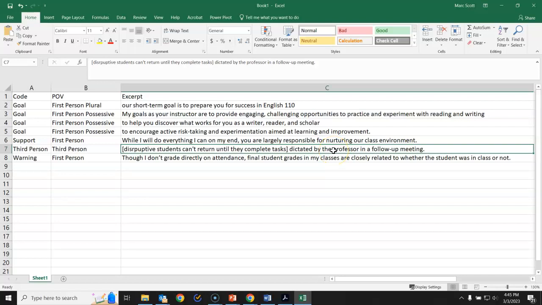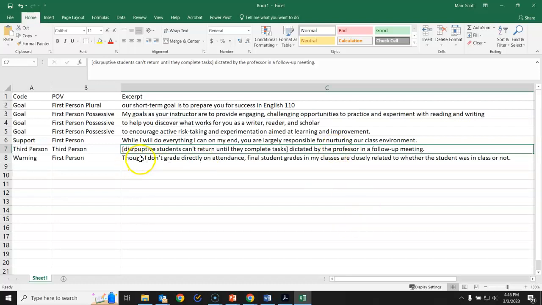And I am guilty of this myself in a syllabus. I will have a very happy-go-lucky syllabus, like let's all get along. But sometimes when I talk about policies and things like, we have a job to do here, there's this weird third person thing that comes in. So this is not a criticism, but it's an interesting thing that we see sometimes with syllabi.